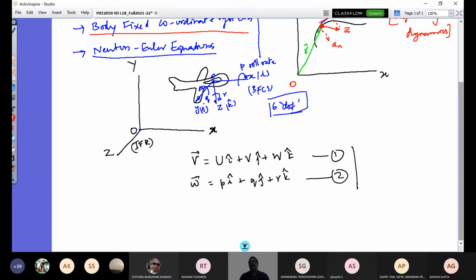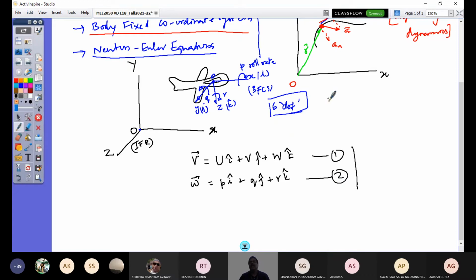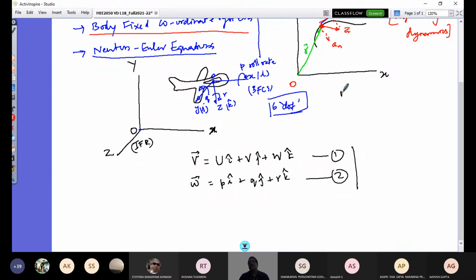And I now have to get my forces and moments. So what is the objective of this complete derivation? It is to get the net force and net moment needed or acting on this vehicle for its dynamics, right?